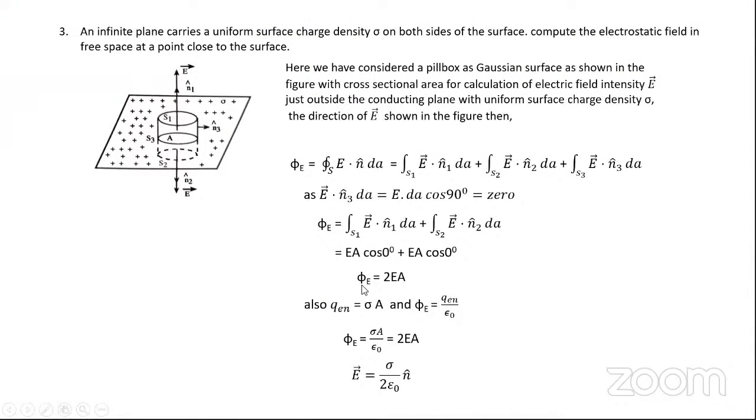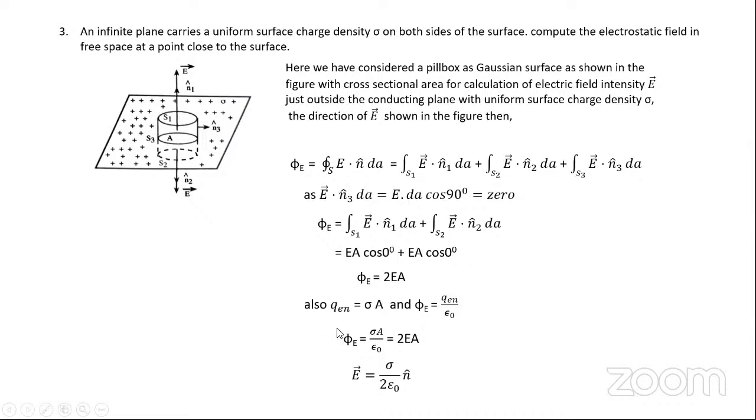The charge enclosed in this pillbox is sigma into A, because sigma is the surface charge density and A is the cross-sectional area of the pillbox. Therefore, phi E is equal to Q enclosed divided by epsilon 0, so sigma A divided by epsilon 0 is equal to twice EA. Therefore, above this plane, the electric field intensity is sigma divided by twice epsilon 0, and the direction is perpendicular to this charged plane. And below also you have the same intensity of electric field.